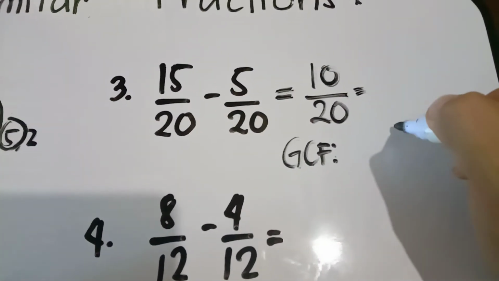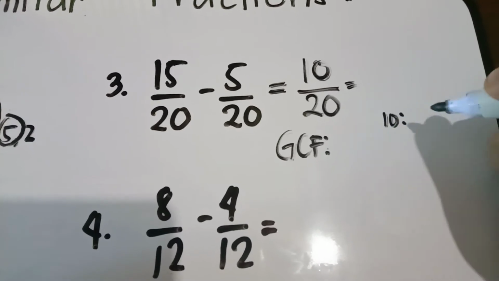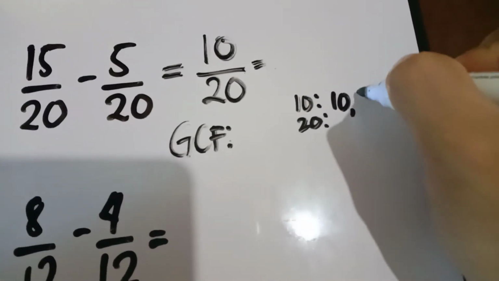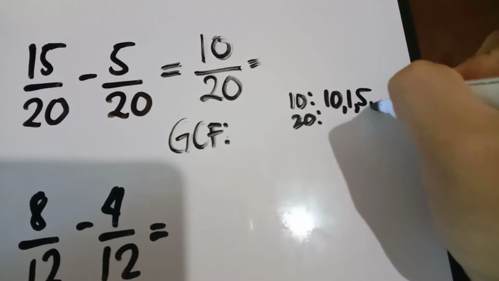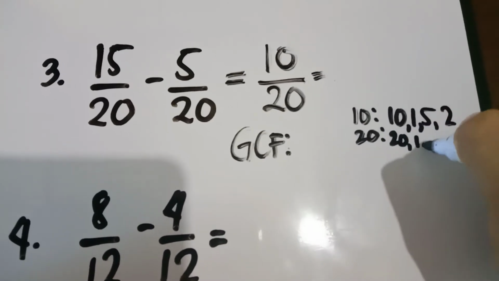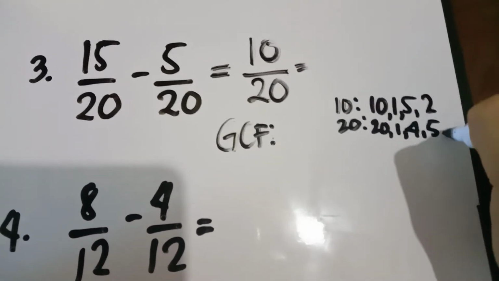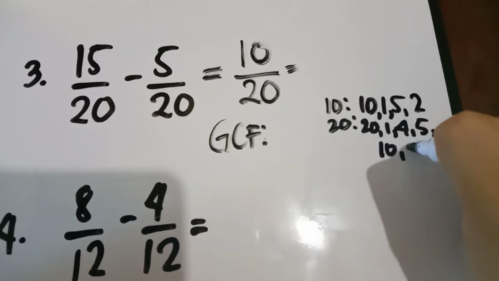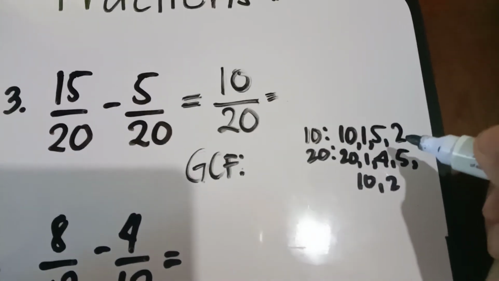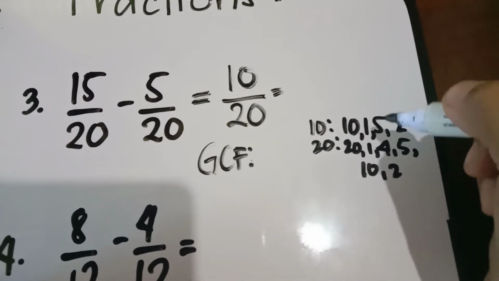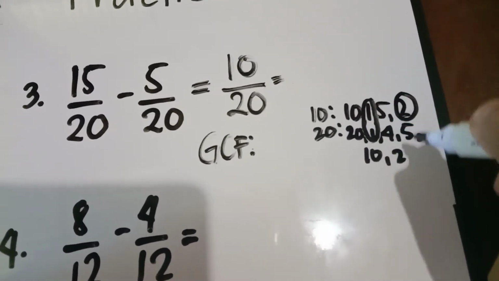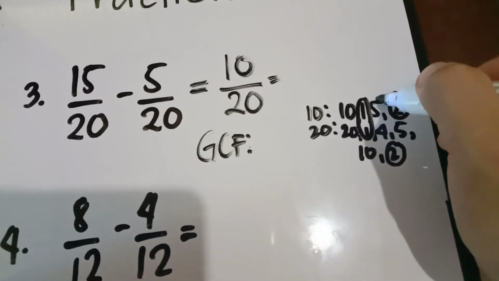Okay. So, lista po natin yung mga factors ng 10 and 20. What are the factors of 10? We have 10 and 1, 5 and 2. How about 20? 20 and 1, 4 and 5. What else? 10 and 2. So the common factors here are 1. Okay. 1 is a common factor. What else? 2 is a common factor, and 5.